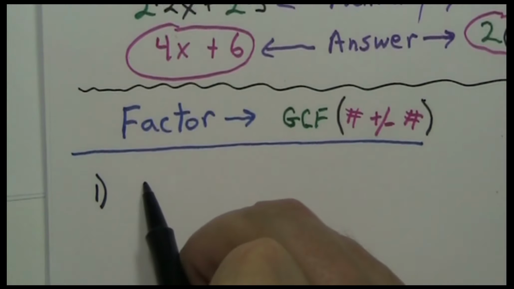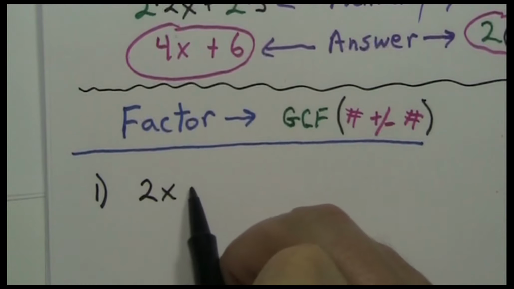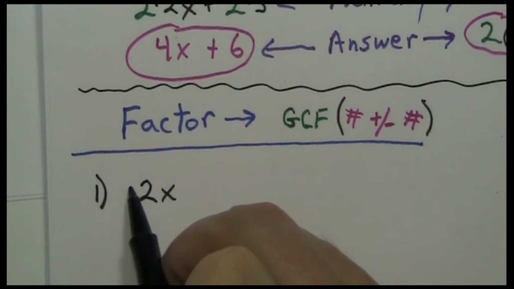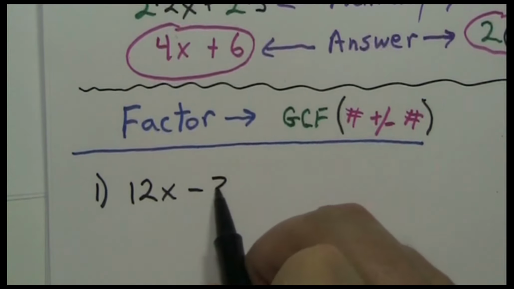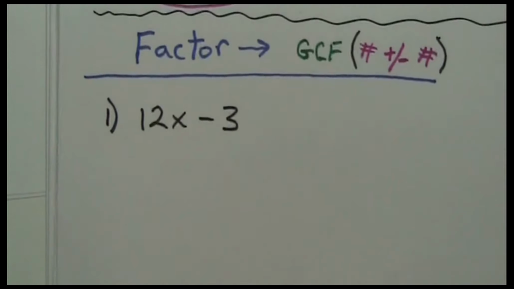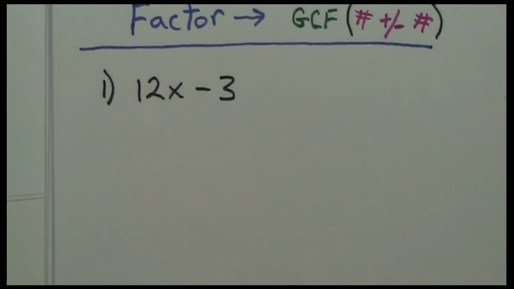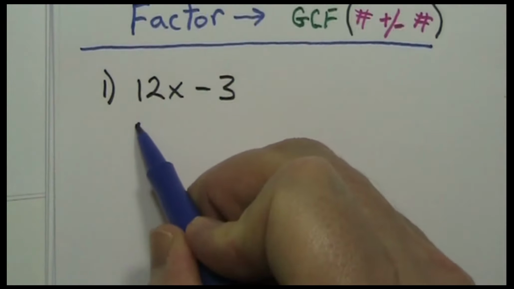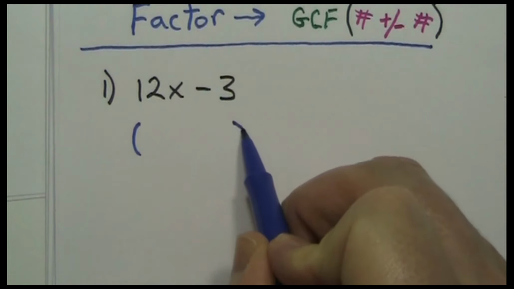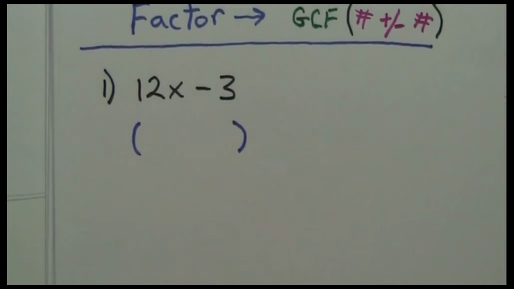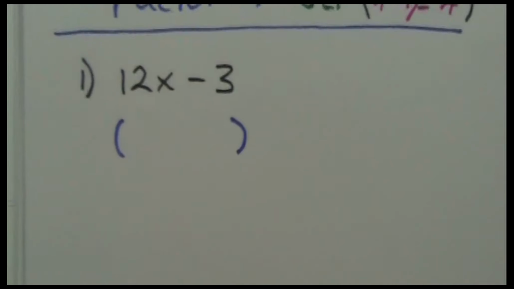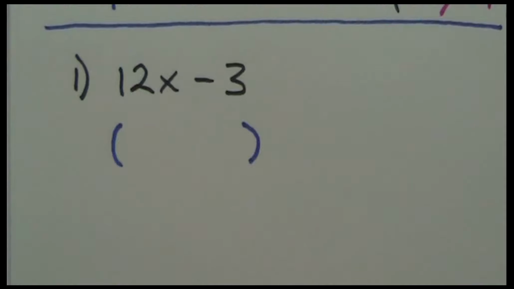Okay, our first problem is 12x minus 3, and we want to factor that. So, first thing you want to do is put down parentheses. All right, then let's put the greatest common factor on the outside.